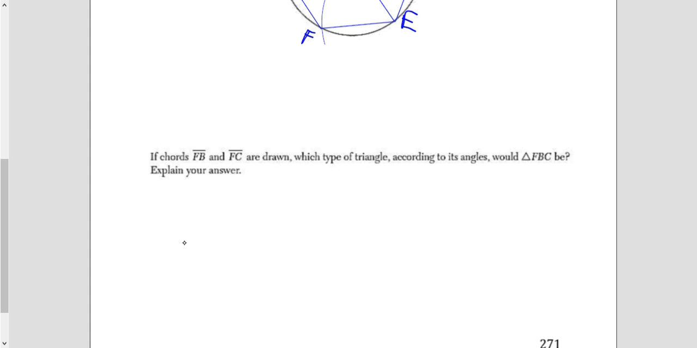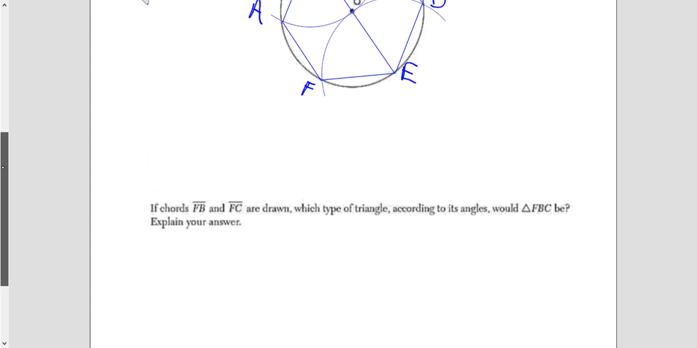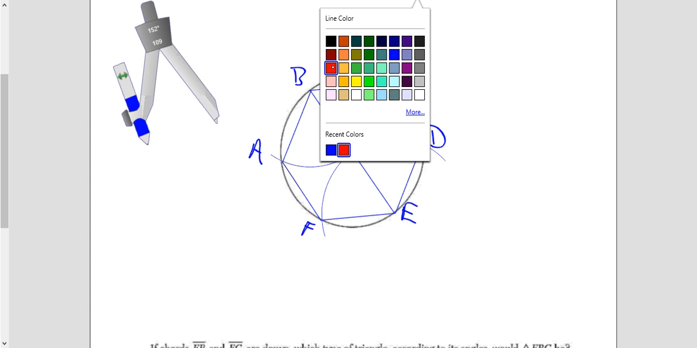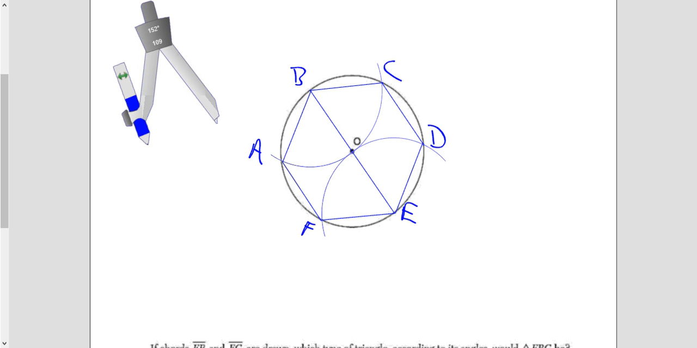So I'll read that over. Maybe those chords they're indicating, you should sketch in there, or use your straight edge and put them in. So chords FB and FC, we'll still do that. Yours would be situated differently depending on where you started your labeling. That's okay. I'll do it with different colors so we can highlight it. So FB, they said, right? And what was the other one? FC. Okay, that's what we're getting at.